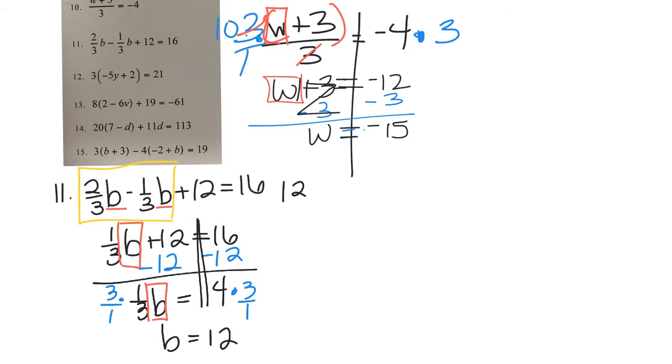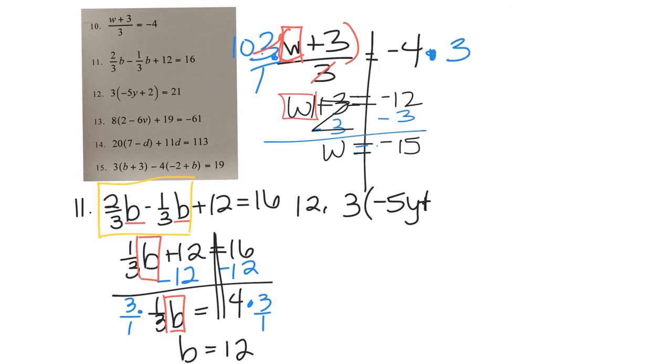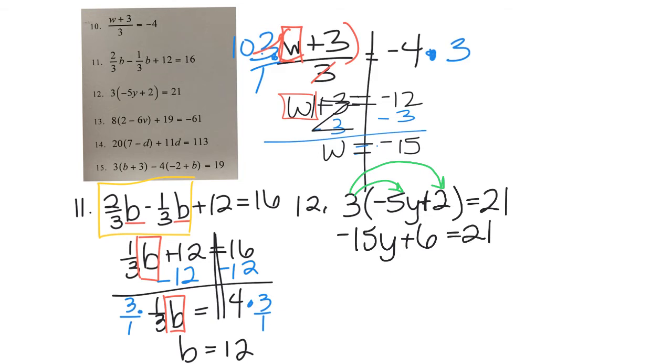Number 12, 3 times the quantity of negative 5y plus 2 equals 21. And when I have a number in front of parentheses, I need to distribute first. So we're going to distribute the 3 times the negative 5y and the 3 times the 2. So we get negative 15y plus 6 equals 21.